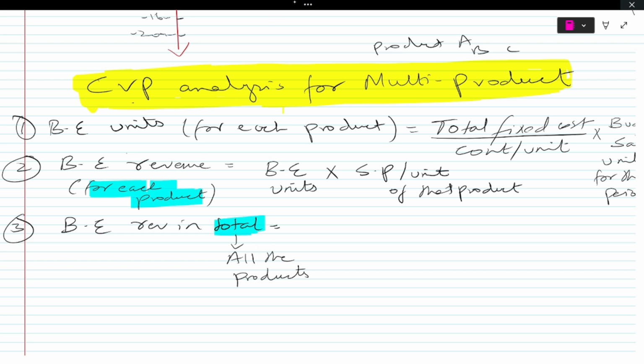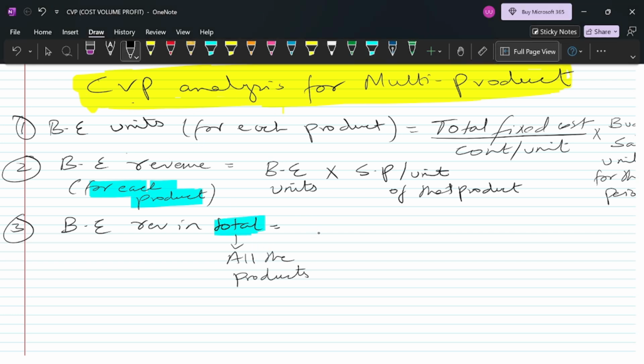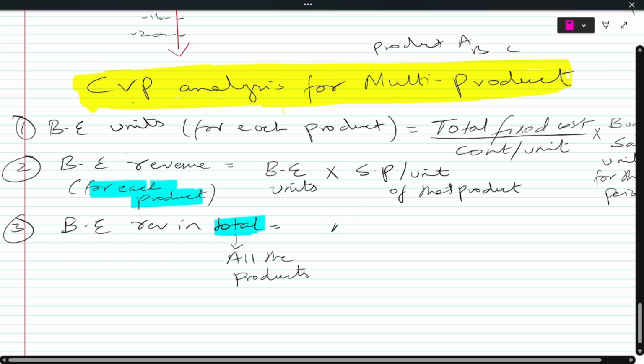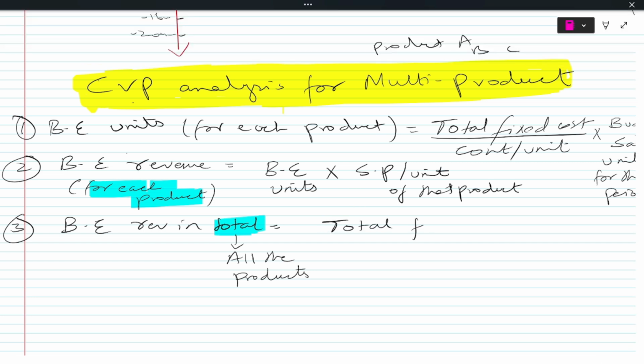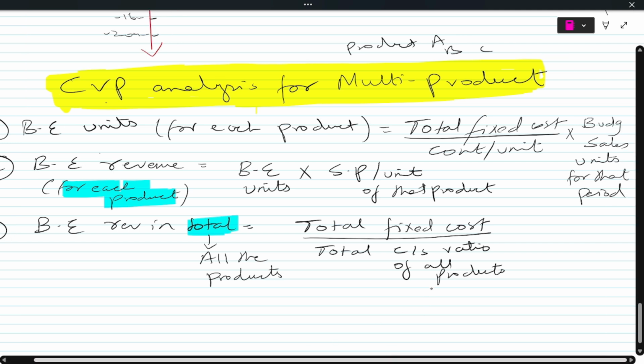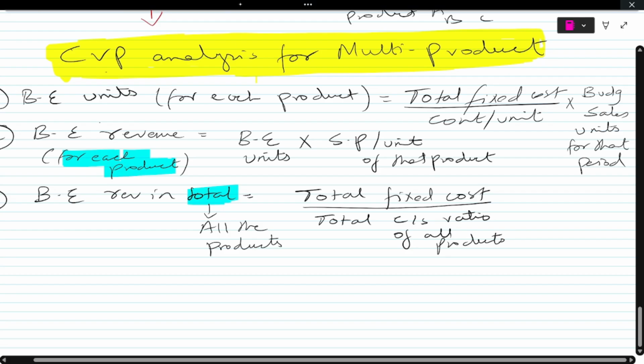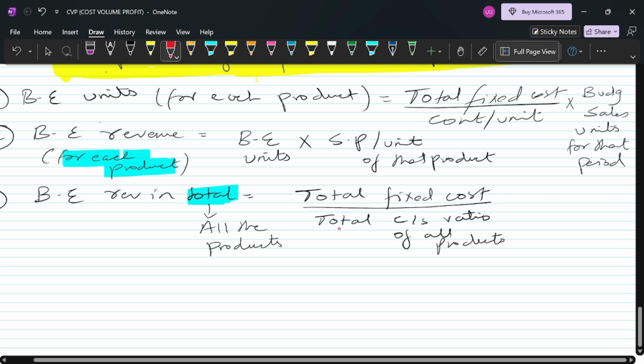For total, we are going to apply this formula, the one that I'm writing over here, and that is you're going to take your total fixed cost and divide it by the total CS ratio of all products. Got it? You're going to divide it by total CS ratio of all products. Okay, now we need to have a little discussion on this total CS ratio.